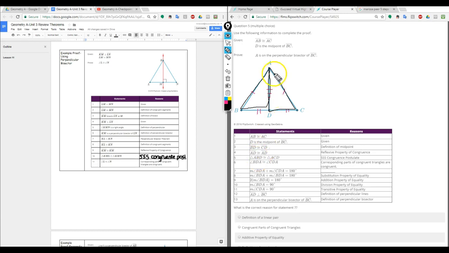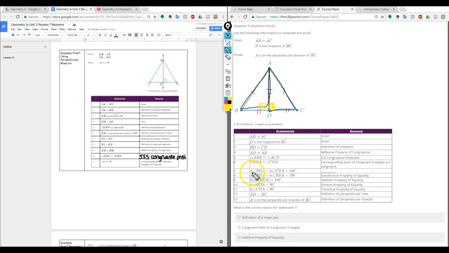Segment AB's corresponding part is AC, and segment BD's corresponding part is CD, and then AD is the corresponding part to itself. And then it stated angle BDA. So what angle is that? BDA, right here, is congruent to angle CDA, by corresponding parts of congruent triangles are congruent.